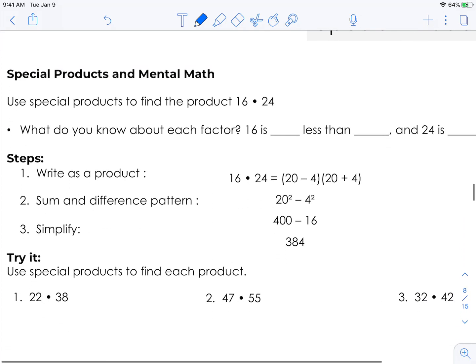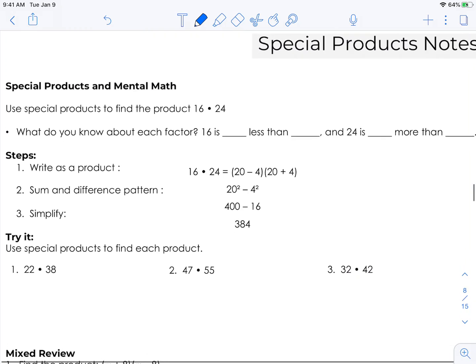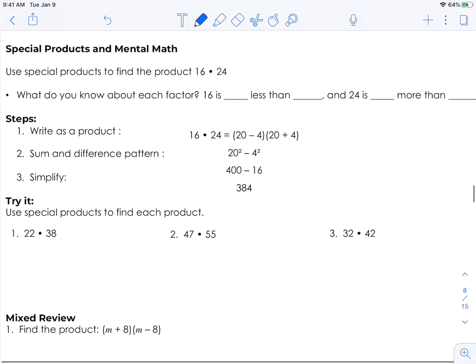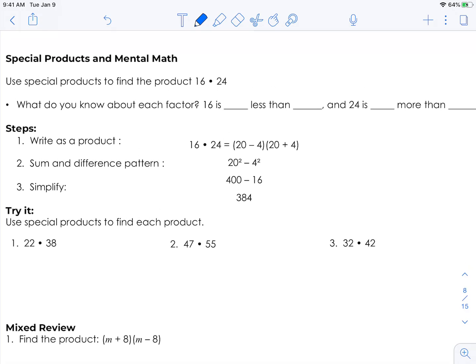Okay, now this is not something you're going to be doing often, but still mental math, you're not always going to have a calculator. Sometimes you don't want to write things out. So you can do this in your head sometimes. So if you have special products to find this, you can use it for mental math. So use special products to find the product of 16 and 24. Well, the idea is that you find a common number between them. In this case, that number is 20. 16 is 4 less than 20, and 24 is 4 more than 20.